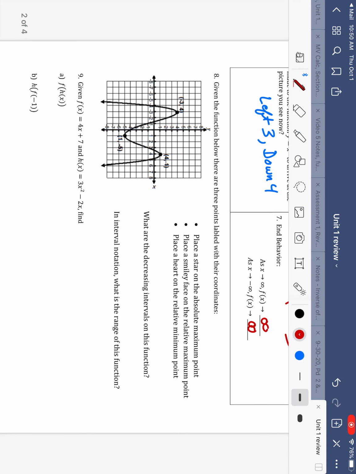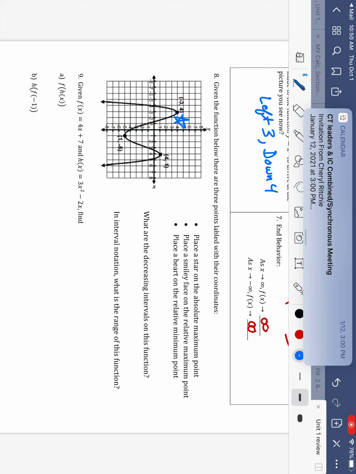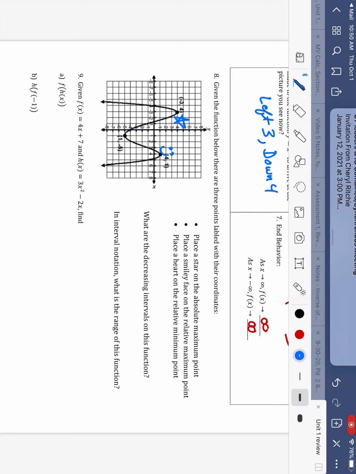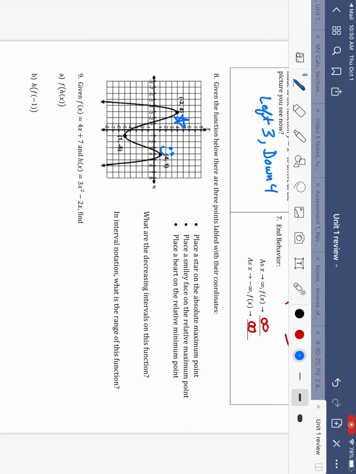All right, next problem. Given this function below, there are 3 points labeled with their coordinates. So those are these points right here. Place a star on the absolute maximum point. The absolute maximum would be this guy over here. He is the tallest place on the whole graph. Place a smiley face on the relative maximum point. This guy, 4, 1, is a relative maximum because he is not the tallest place, the biggest y value, but he's pretty high for his area.